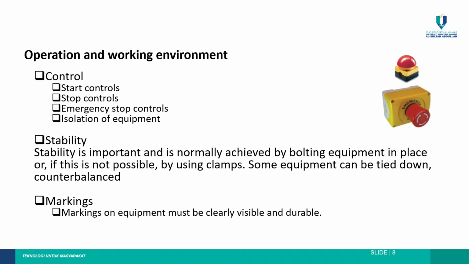The other one is isolation. This one I will talk about further in this topic. Next is stability. It is important and normally achieved by bolting the equipment in place so that, for example, it won't be shaking, because the shaking of the equipment could cause additional hazard. Okay, the marking and also labeling of the equipment. If the equipment has many buttons, you should have proper marking or labeling to ensure that the worker knows which button should be used.